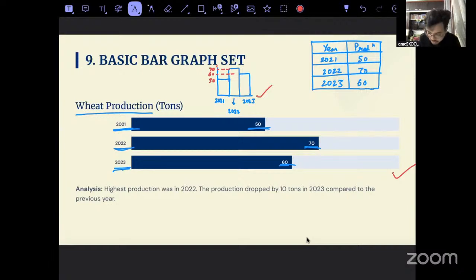you understood how to make this bar graph in the form of a table. Now you can read it properly.